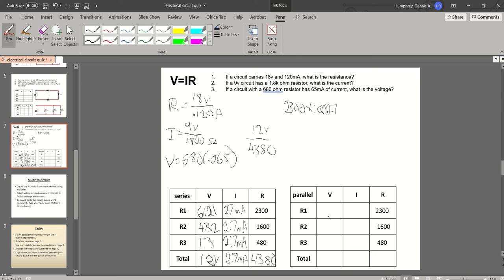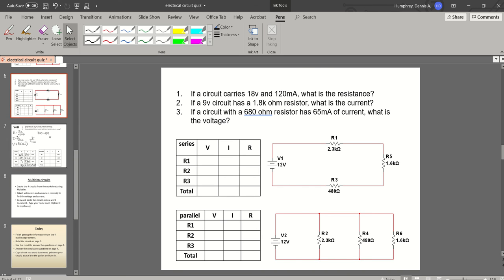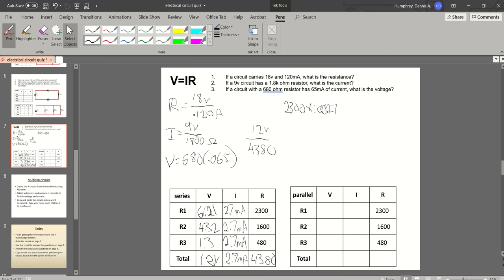For parallel, now for parallel, the voltage is the same everywhere. So because I still have a 12-volt voltage, then that means my voltage everywhere here is 12 volts, 12 volts, 12 volts, 12 volts. Easy peasy. Now to find this, I have to do 1 over 2300 plus 1 over 1600 plus 1 over 480. That's a plus sign. That gives me my total.